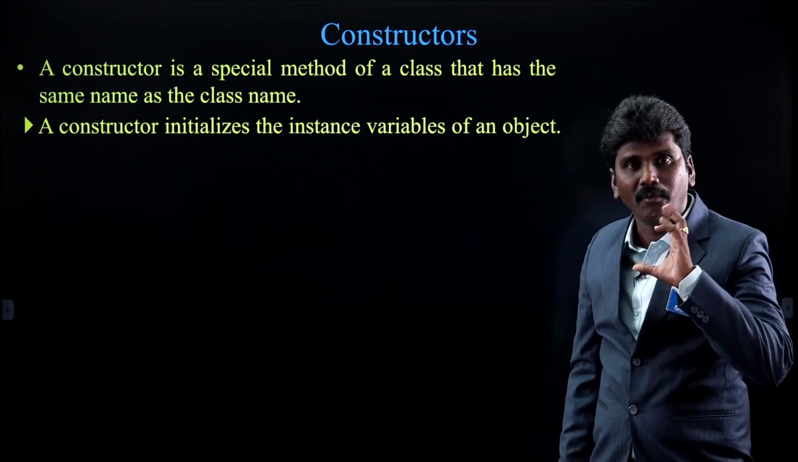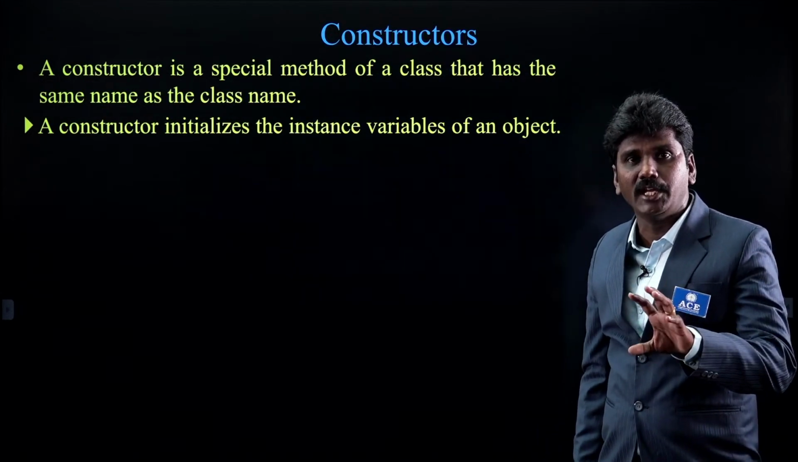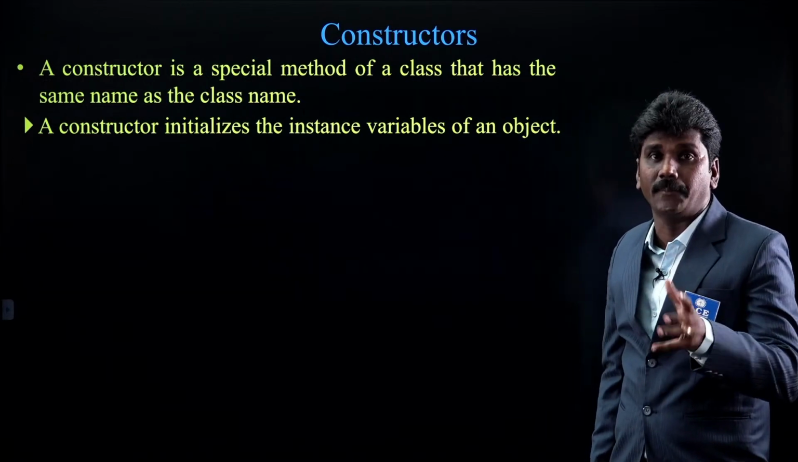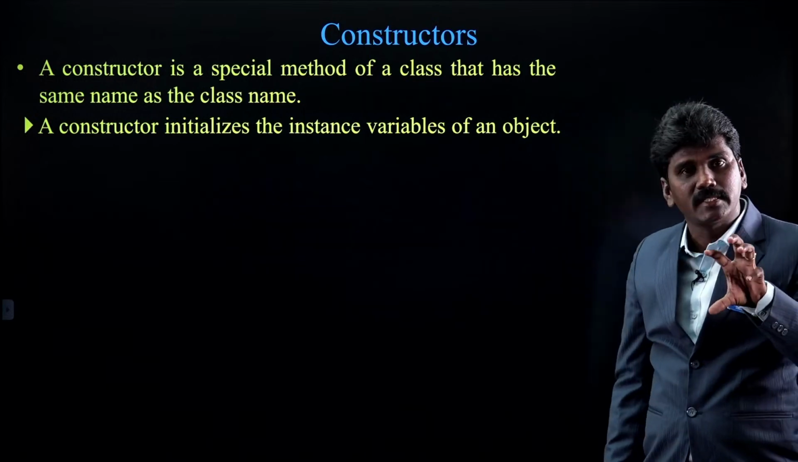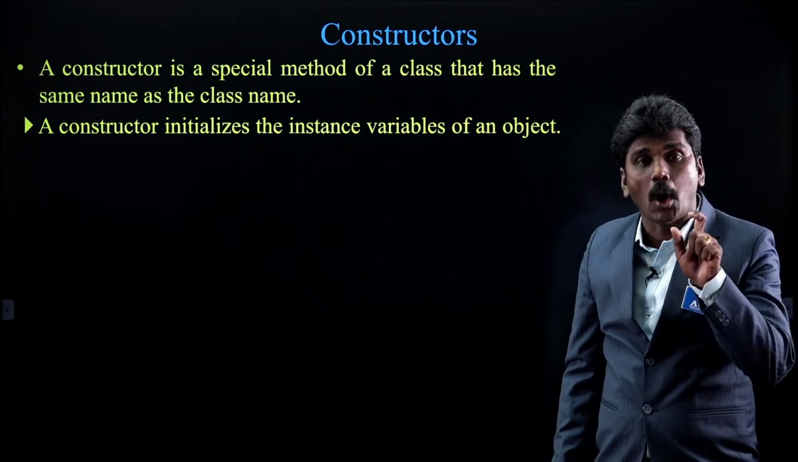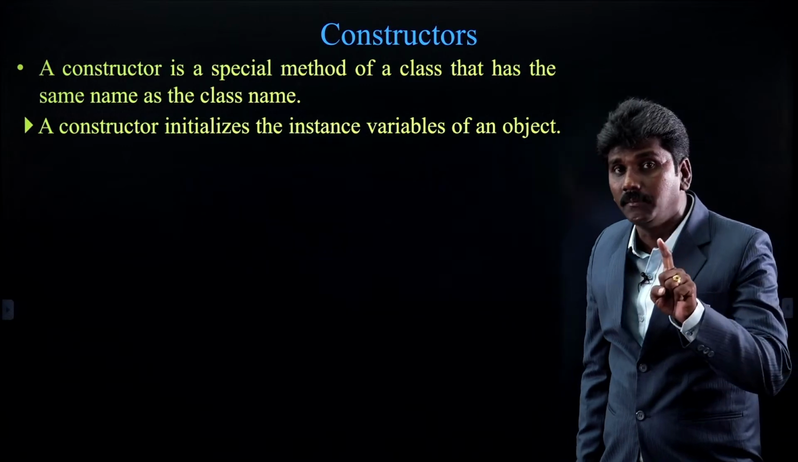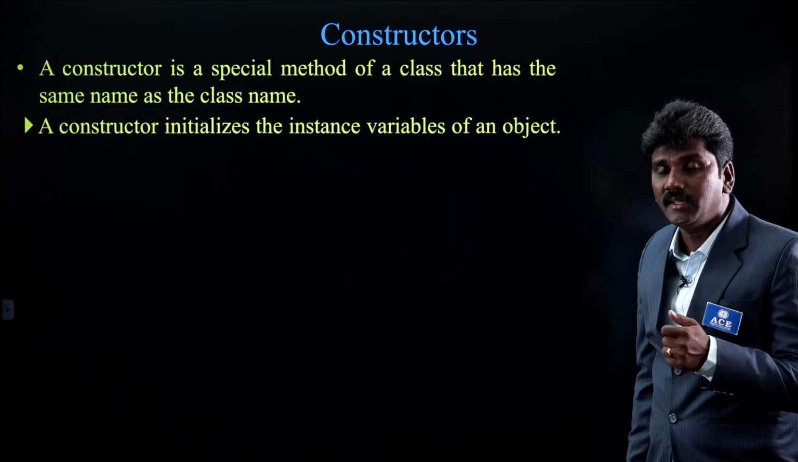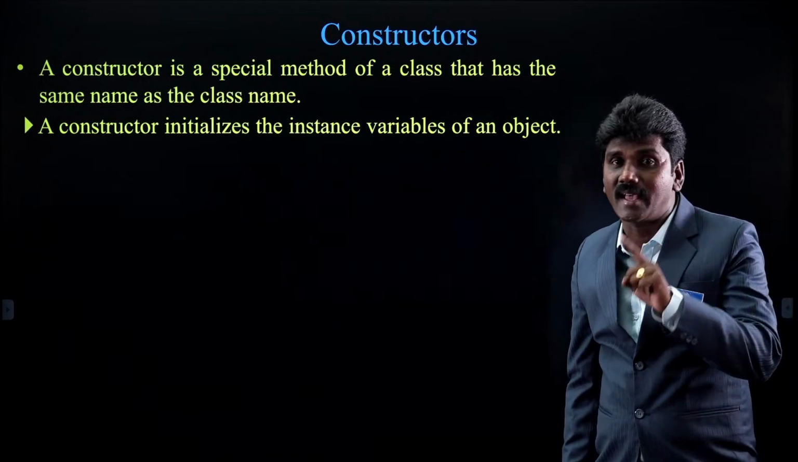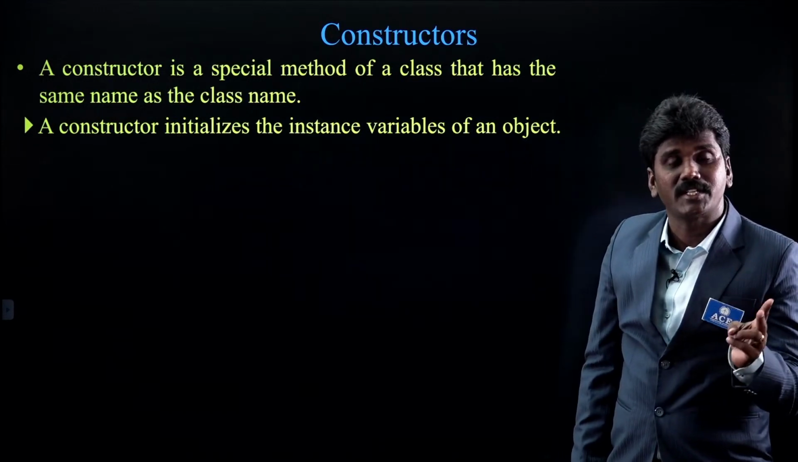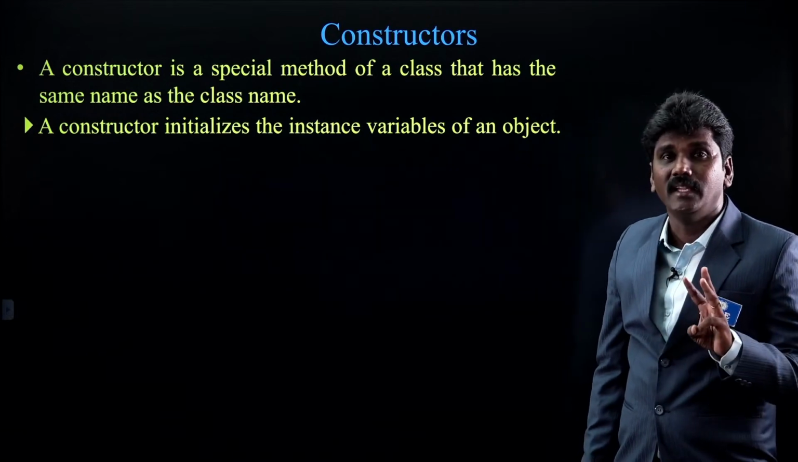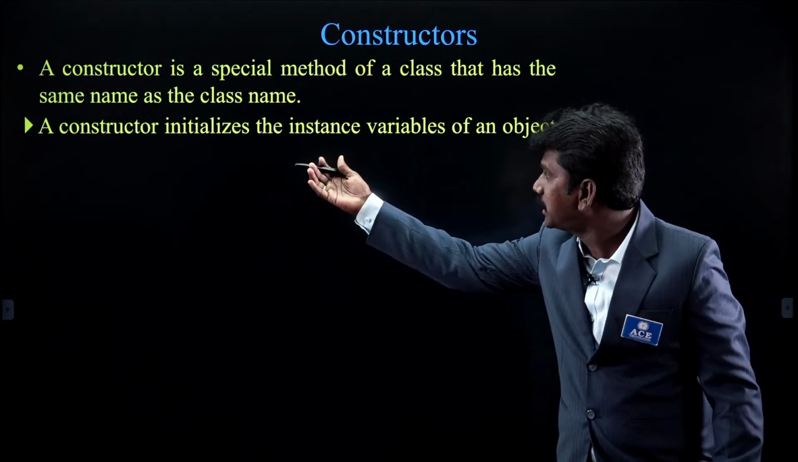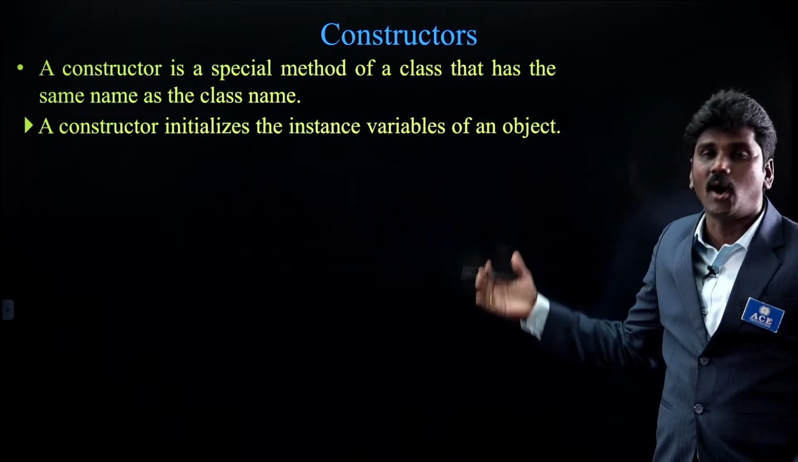Right? If you have explicitly provided or implemented one constructor, based on your implementation, your instance variables inside the class are going to be automatically initialized. By whom? By the help of the constructor. What is the constructor? Constructor name is the same as the class name. Constructor is a special kind of method. And what is the job of the constructor? Constructor is used to initialize the instance variables of an object.